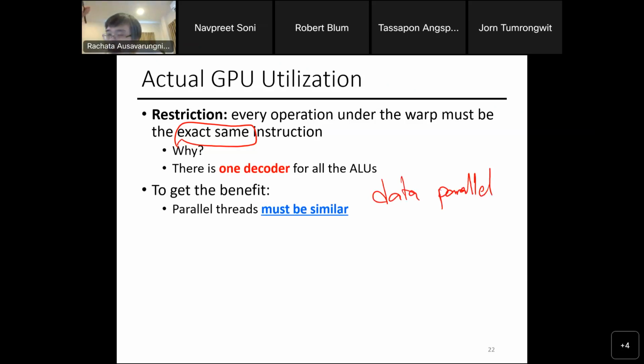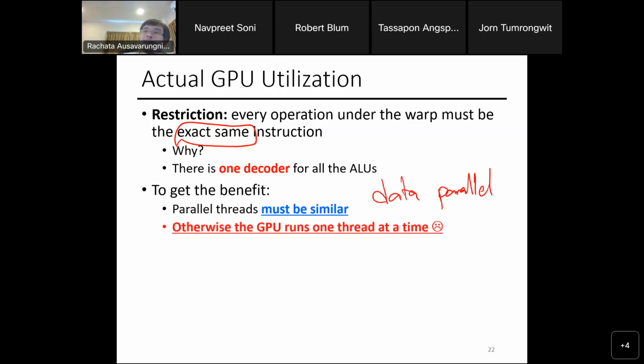And the command that you issue has to be the exact command on different pieces of data. Otherwise, the GPU would run one thread at a time. It's going to be super slow. This is going to be a lot slower than the CPU. So that's one of the problems.